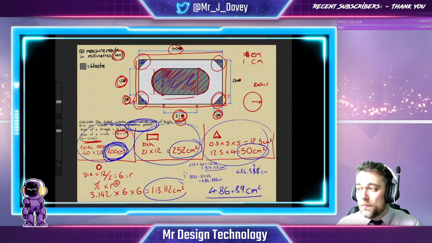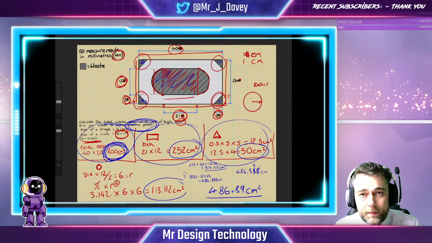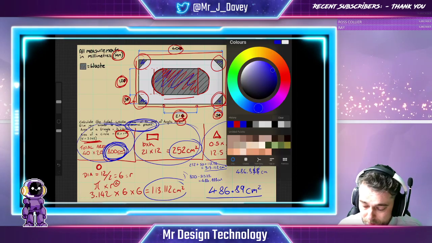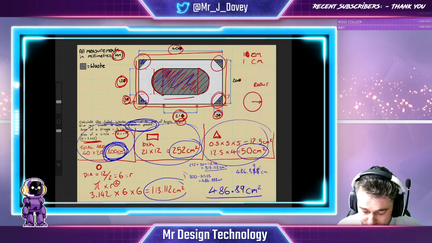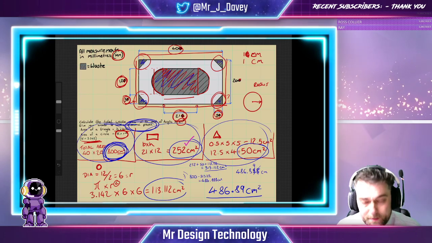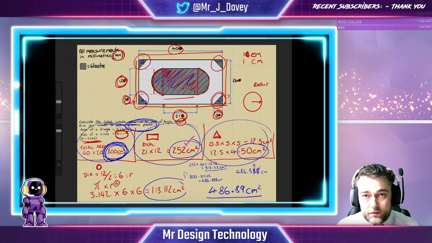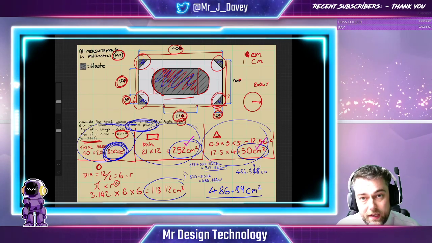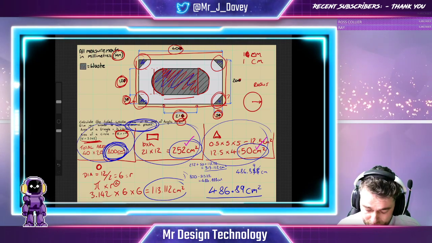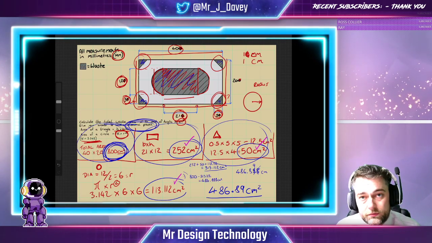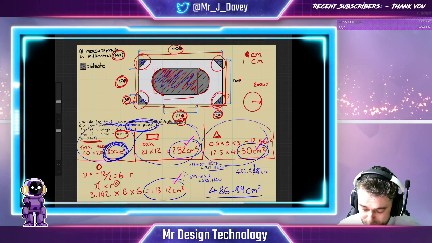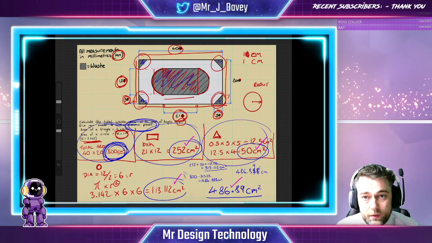Now, I'm not part of the exam board, but if I was a betting man, I would say that we're going to be working with something that looks a little bit like this. I would suggest that we'd get a mark here for working out this rectangle. I'd say we'd get a mark there for the triangle. I'd say we'd be getting a mark for working out the circle. And I'd say we'd be getting a mark for our final answer as well.